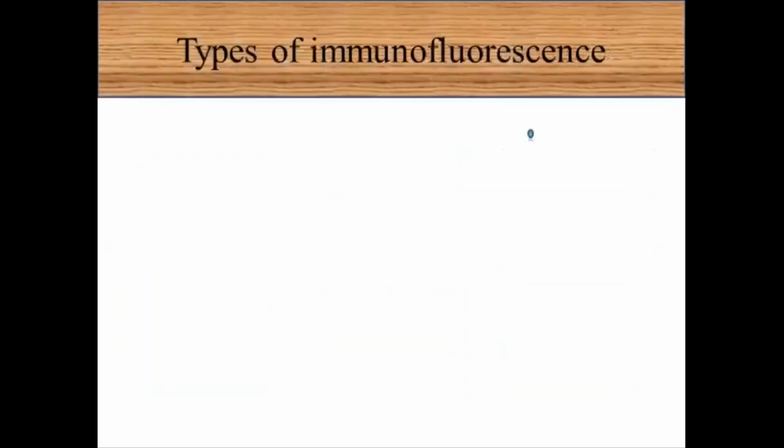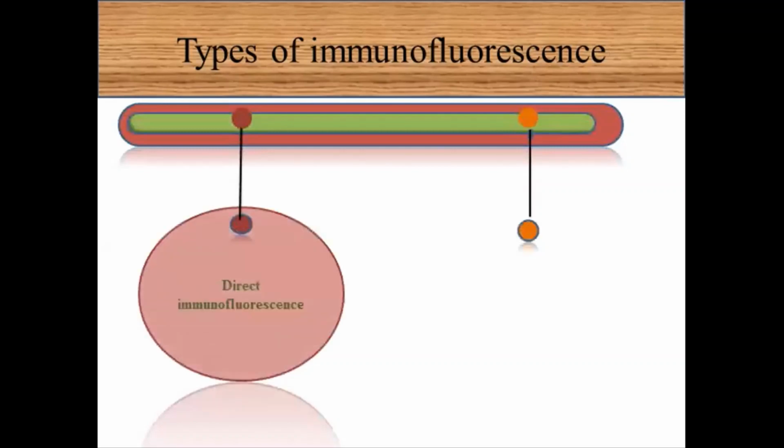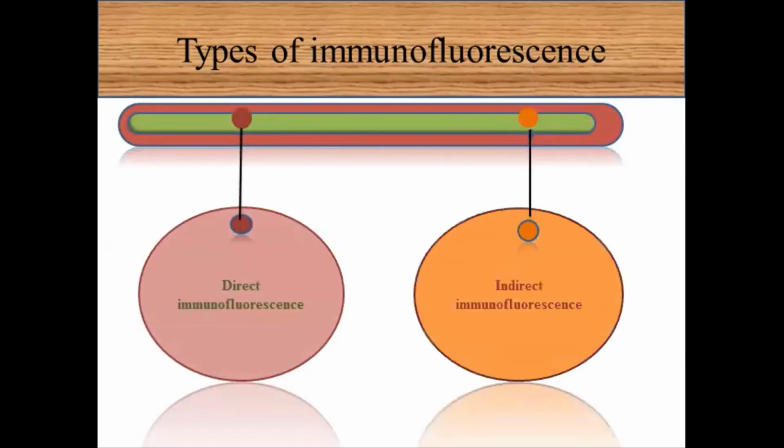There are types of immunofluorescence. There are two types of immunofluorescence: direct immunofluorescence and indirect immunofluorescence. First, we will discuss direct immunofluorescence.